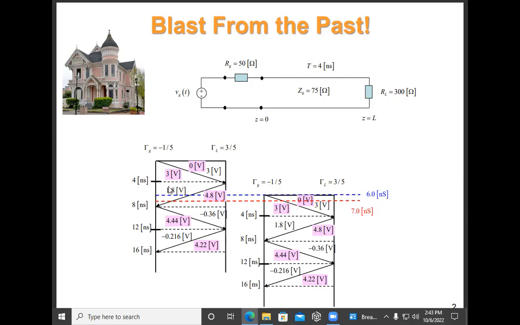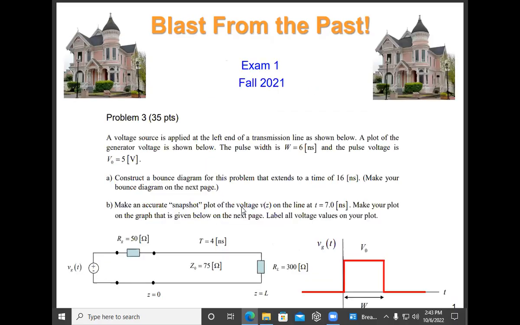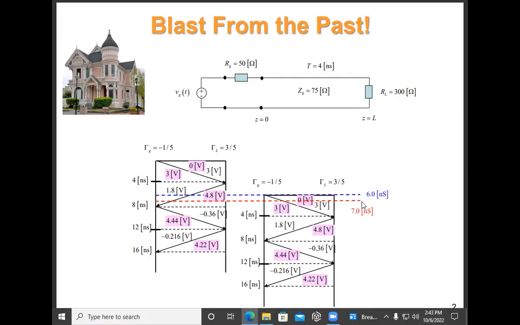Now, we're doing a snapshot. So remember, the pulse is like one step function minus the second step function that starts right here at 6 nanoseconds. So notice I'm shifting everything down by 6 nanoseconds. Look at the scale here. Here's 4. Here's 8. 6 is halfway in between. That's why I put this dashed blue line at 6 nanoseconds. So the shifted bounce diagram is starting there.